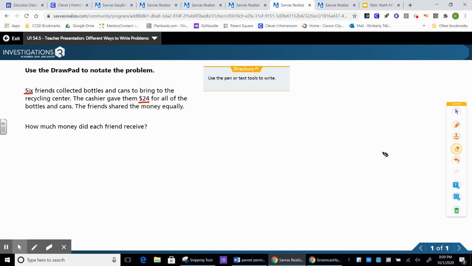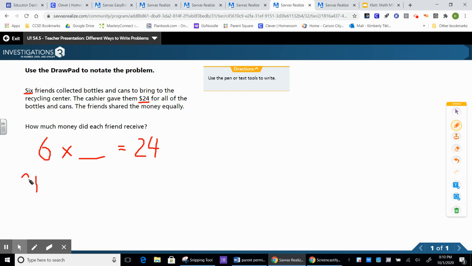Well, there's 6 friends, and they are going to each get a certain amount of money. And what we know is that they have $24 and they have to divide it equally. So one thing you can start thinking about is a multiplication problem. 6 times, so remember there's 6 friends, times some dollar amount that they each get equals $24. So think to yourself, what is 6 times something equals 24? What's a strategy you could use at home? What's another way?